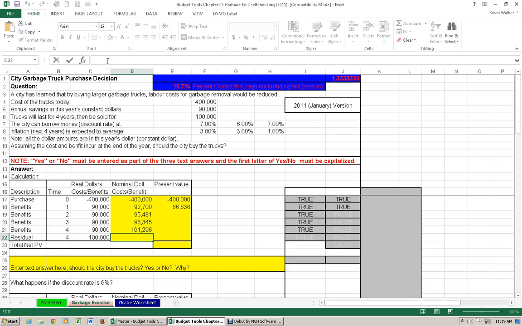Therefore, equals, open our arguments. We want to do the nominal dollar cost for that residual value of 100,000, which we got from up here, that are leftover expenses. Then we're going to multiply that times 1 plus our interest rate, close the brackets, and then we're going to raise it to that power of the fourth year.